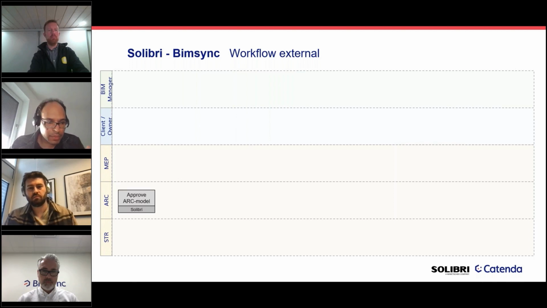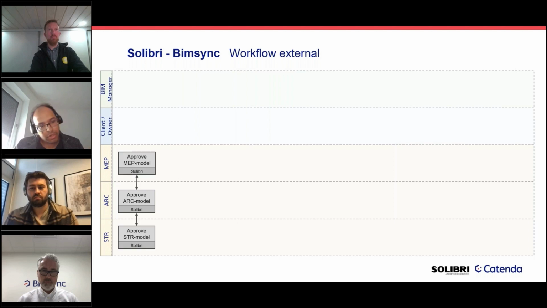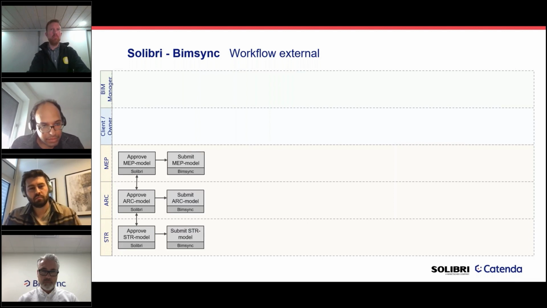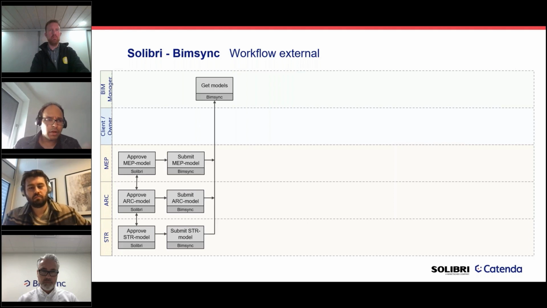So if we say now that we have the approved model from the architect, and this is the basis for the approved model from the mechanical engineer and also from the structural engineer, what they would then do is submit these models, these IFC models, onto Bimsync. The BIM manager, in this case David, would then get these models from Bimsync, do his clash detection, and also in this case, the clash detection will incorporate multiple disciplines, which now includes the structural engineer, the architect, and the mechanical engineer.